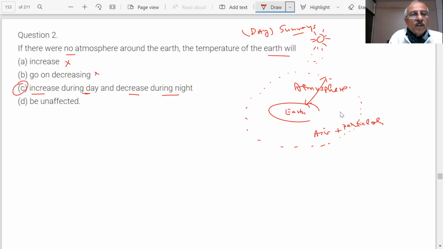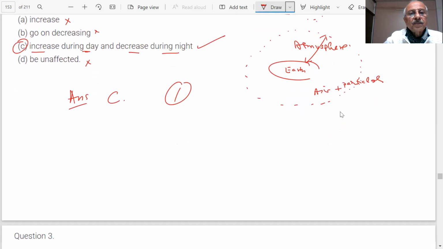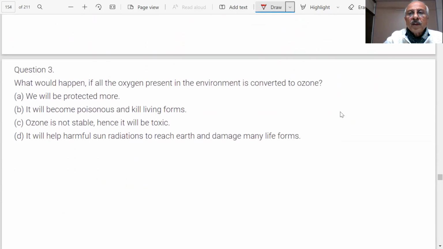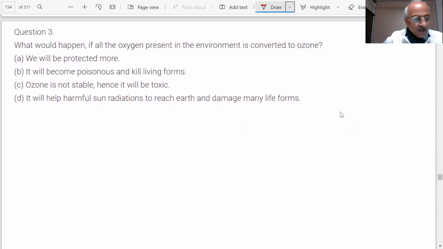So the correct option is C. The answer is C. Students are getting 1 full mark for that. It's an important question. Another question is on the screen, students.